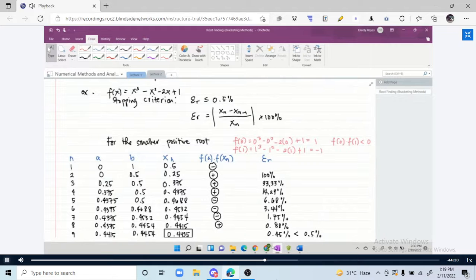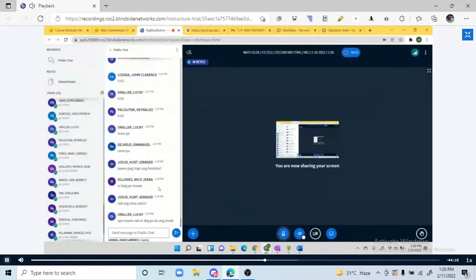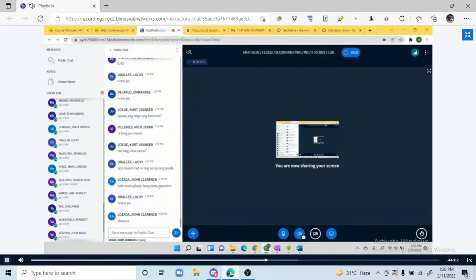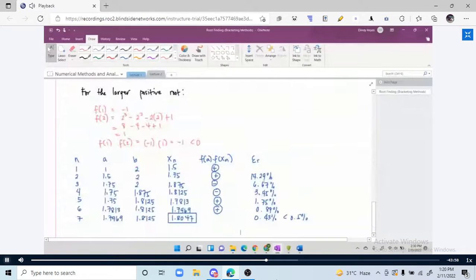Okay, tapos depende rin sa stopping criteria. Pagka trigo function, lagi naka-radians. Okay? Lagi naka-radians ha. Make sure naka-radians pag nagsisolve kayo ng merong trigo functions. Okay?